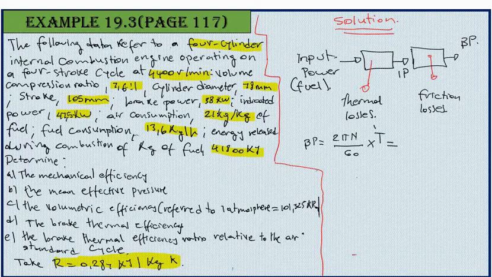Okay, here in fact we don't even need to determine the brake power because it is given. So we just need to determine the indicated power in order to determine the efficiency. Let me see. So we also have the indicated power. So we have the brake power and the indicated power, so you can easily get the mechanical efficiency. So you don't need to use all this formula.